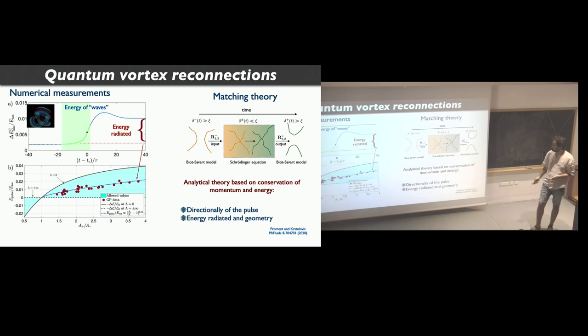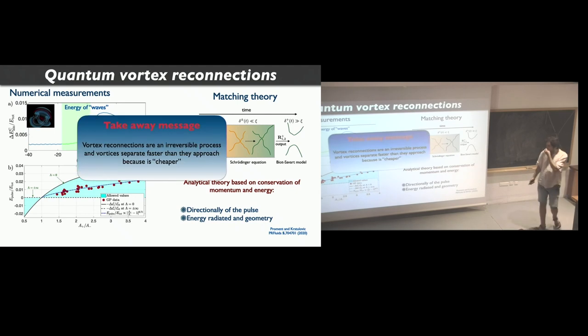We can also get that from momentum conservation, that the pulse is well defined in one particular direction. Okay, so you have this plane, and the pulse has to be emitted upwards. That also comes from this very simple theory. So the takeaway message: there is an irreversibility in the system. So for vortices there is an arrow of time, as we were saying yesterday, because they have to separate faster, as it's the cheapest way for the vortex to do it.